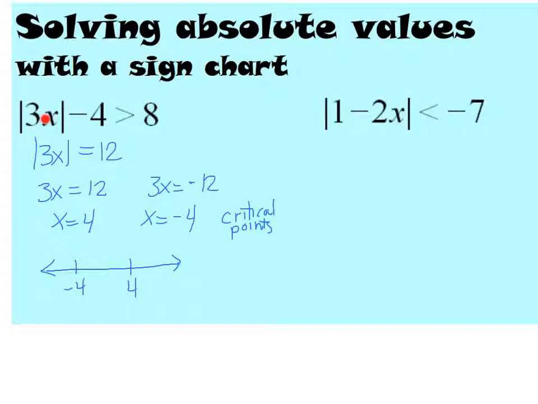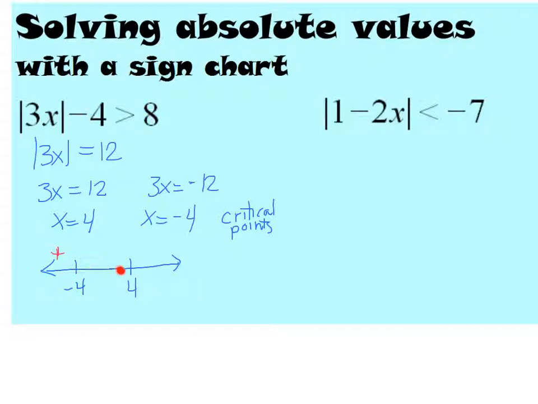So 3 times negative 5 is negative 15. The absolute value makes it a positive 15. And 15 minus 4 is 11. And then I ask you, is 11 greater than 8? And you should say, yeah, 11 is greater than 8. So what we do is we put a little plus sign, meaning, yeah, that value worked here. If it didn't work, I'd put a little minus sign, saying, nope, that one doesn't work. Now, we have to do this in every area of our sign chart between these critical numbers. So basically, anything down here would work in this inequality.